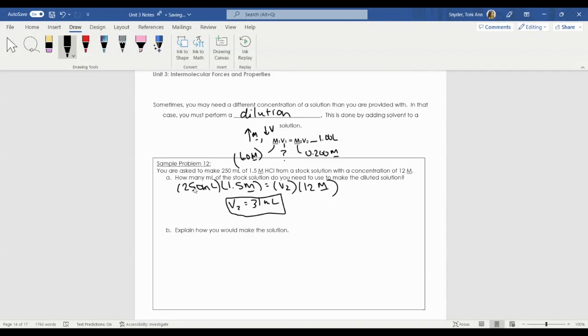It doesn't matter what units your volume is in, because whatever unit is on this side of the equation would be the units that you get on the opposite side of the equation. So I could just use milliliters, you can use liters, you might be given centimeters cubed, doesn't matter. Whatever unit of volume is on one side, that's the unit of volume on the other side as well. So then it explains, how would you make this solution?